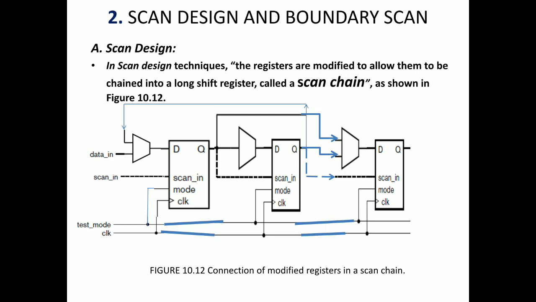Whatever output we are getting, that value can be shifted out and recorded, so we are observing the output also. With the help of modification of the registers through the scan design technique, we can control and monitor the testing, and we can observe the outputs also, whether we are getting the correct output or the wrong output. Those two, which were difficult using fault model and fault simulation, are now under control and observable.